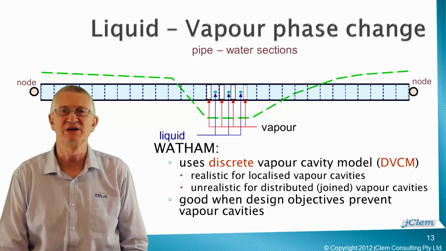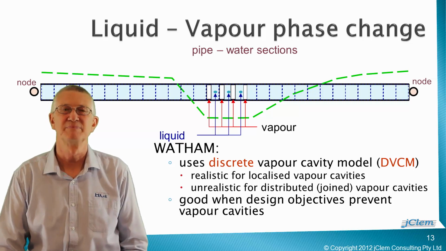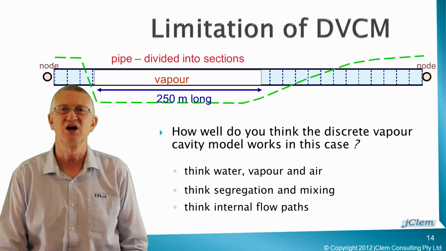In reality, when pressure reduces in a pipeline, the lower pressures occur at the top of the pipe and progressively increase downwards. In reality, phase change in a pipe is a horizontal phenomenon. This discrete vapour cavity model can't go to this level of detail. Looking at this transient hydraulic grade line with a large number of adjacent water sections fully occupied by water vapour, can I ask you, how well do you think the DVCM model works in this case?